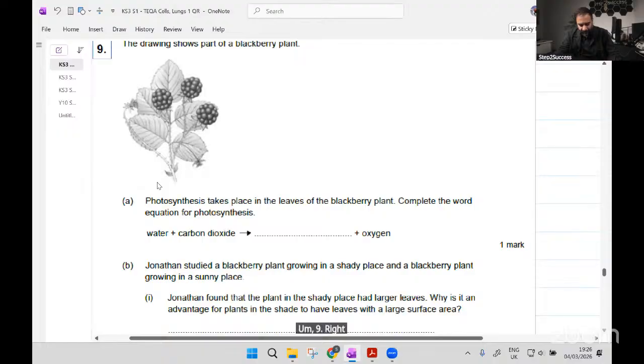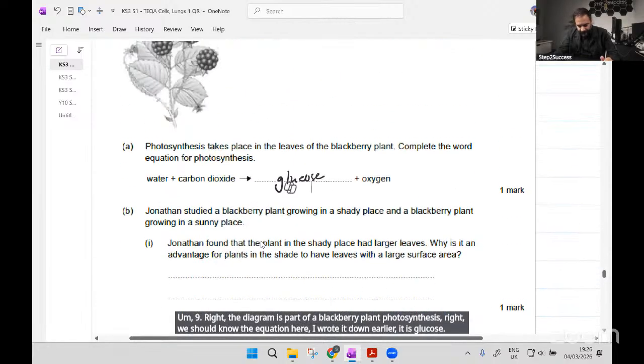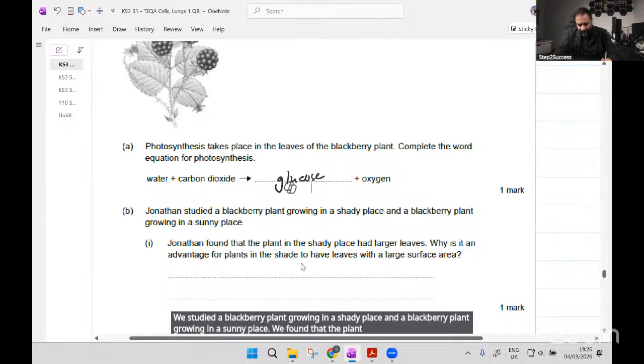Right, the diagram is part of a blackberry plant. Photosynthesis, right, we should know the equation here. I wrote it down earlier. It is glucose. We studied a blackberry plant growing in a shady place and a blackberry plant growing in a sunny place. We found that the plant in the shady place had larger leaves. Why is it an advantage for plants in the shade to have leaves with a large surface area?